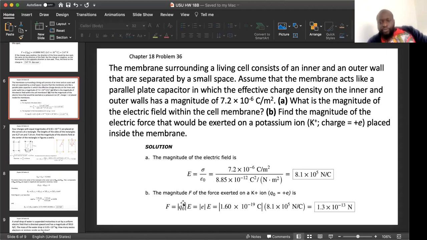And then we want a force. Force is charge times electric field. The charge they are giving is for a potassium ion, which is given to be the charge of a proton. So the ion is ionized to a positive charge of a proton. We're going to use that positive charge times the electric field we just got. That gives us our force. And that's it.